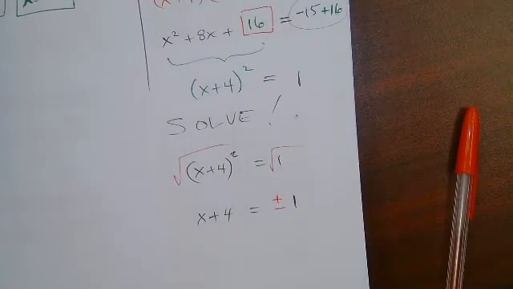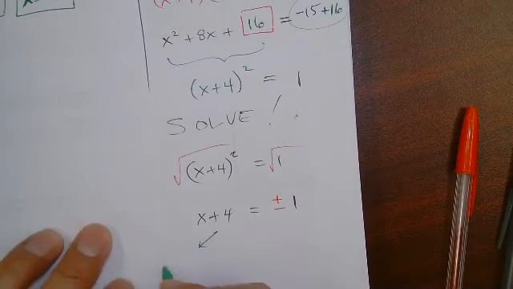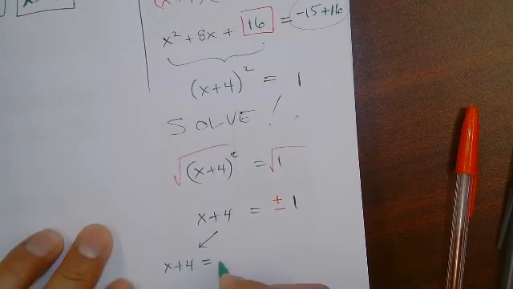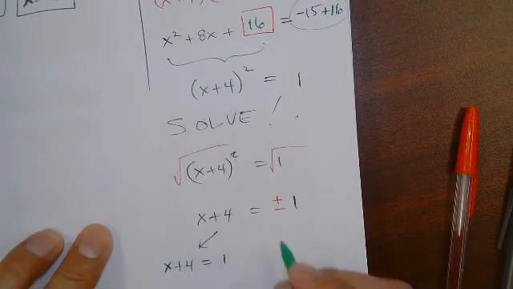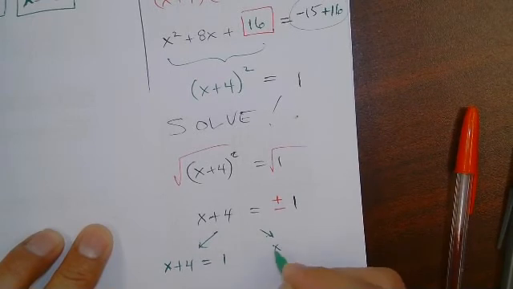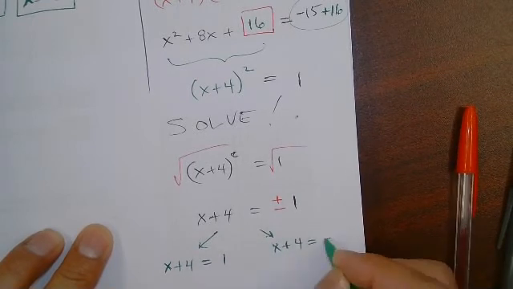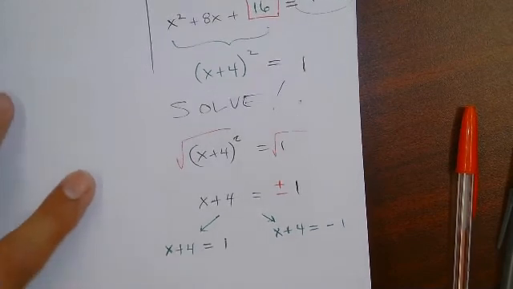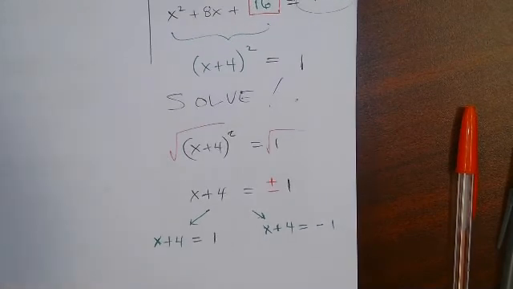1 is a perfect square number. 1. We're going to get two answers here, right? We're going to get two equations here. One of them says x plus 4 equals the positive 1. The other one is what? X plus 4 equals what? Negative 1.